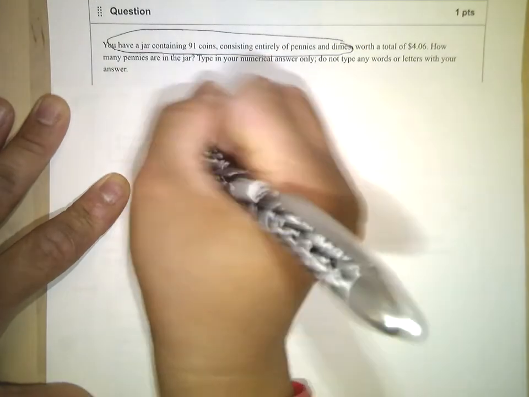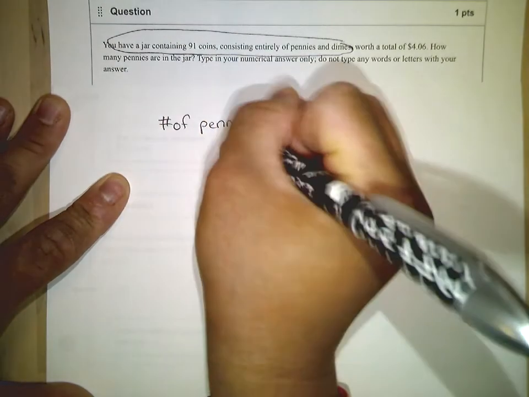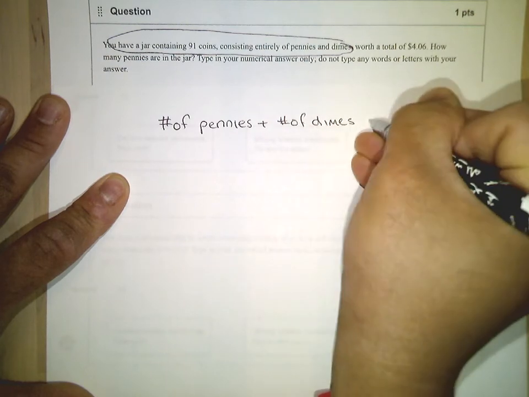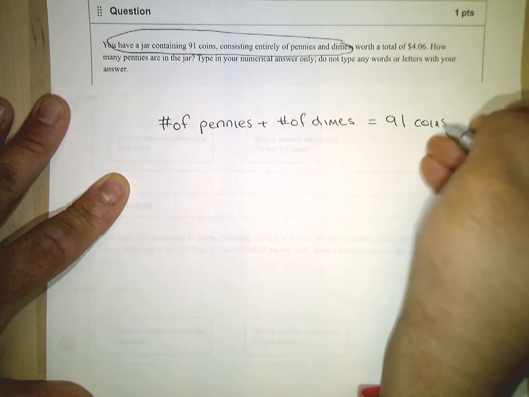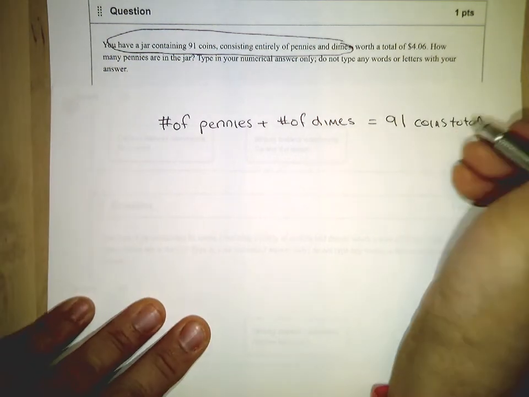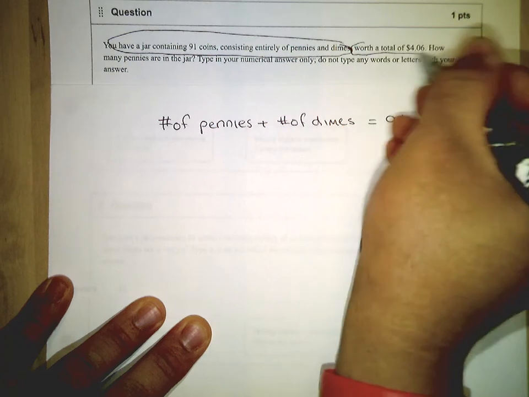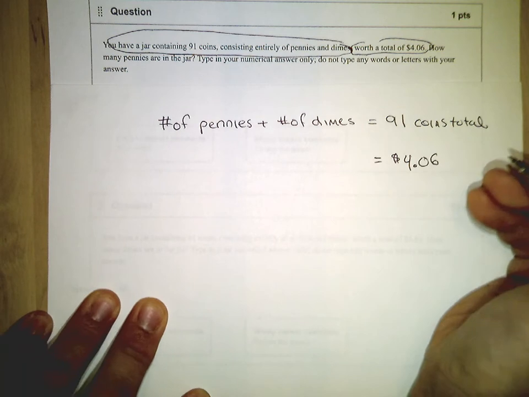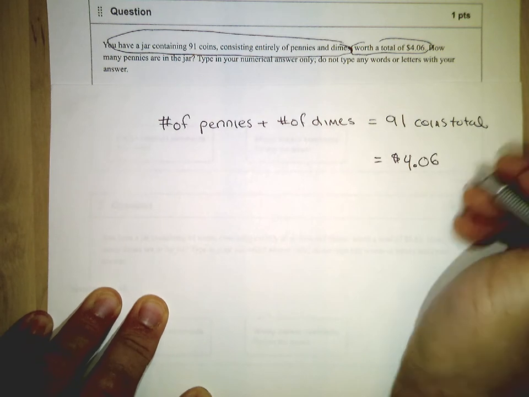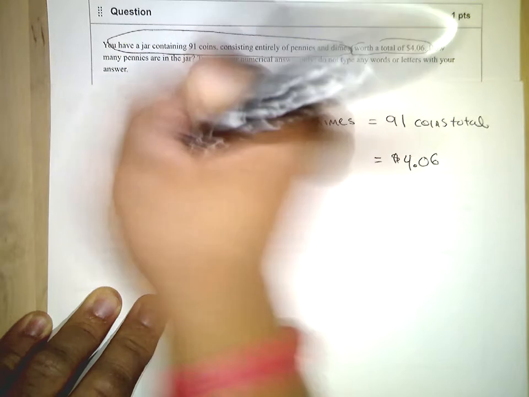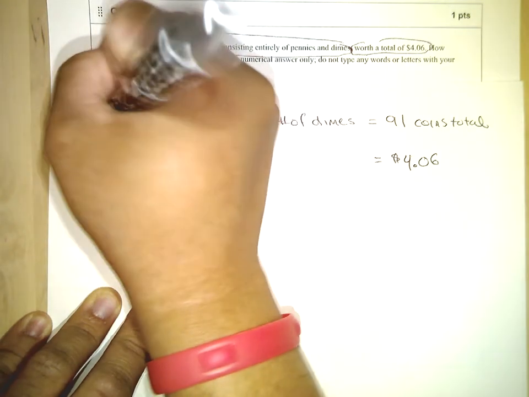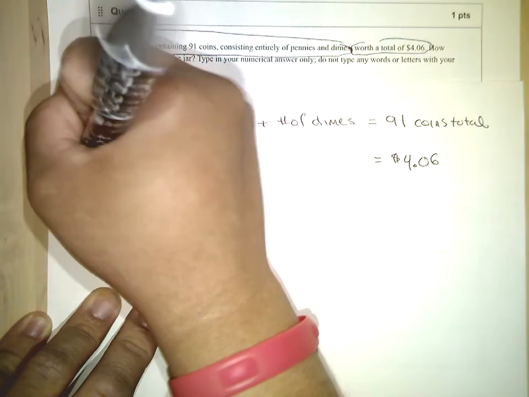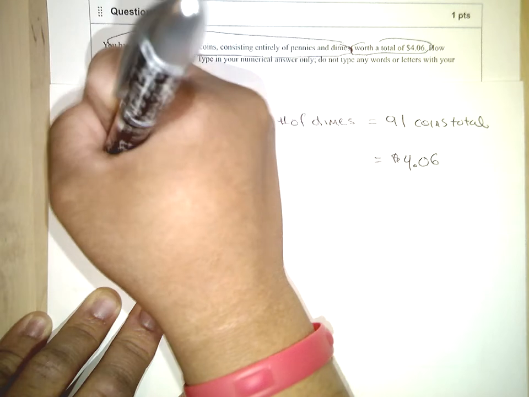So the number of pennies plus the number of dimes has to equal 91 coins total of either type, pennies or dimes. And the total is worth $4.06. So whenever I am doing money problems, I'm going to have one equation for the number of coins and the other equation for the amount of money that I have.